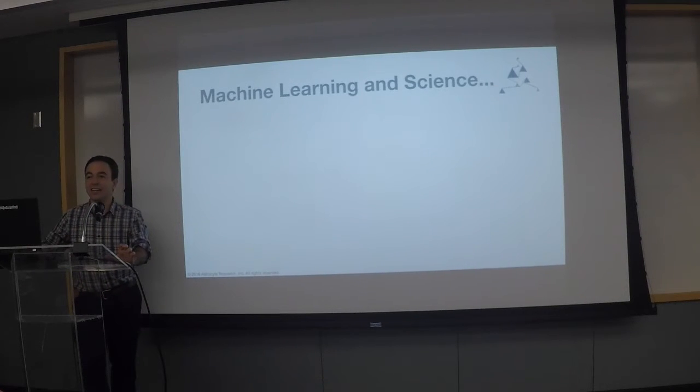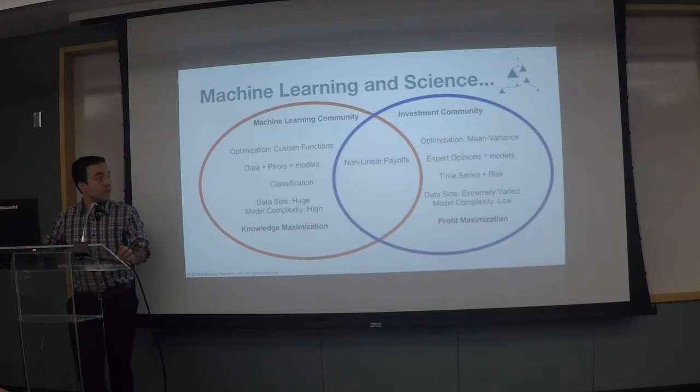So machine learning and science are buzzwords, popular everywhere, but I like to think of them as two fields. We have the machine learning community and the investment community. The investment community is always about profit maximization, getting risk-adjusted returns, finding insight on how global markets are moving and reacting. The machine learning community is usually about knowledge growth. Can we understand the dynamics of the system, whether it's biological, behavioral?